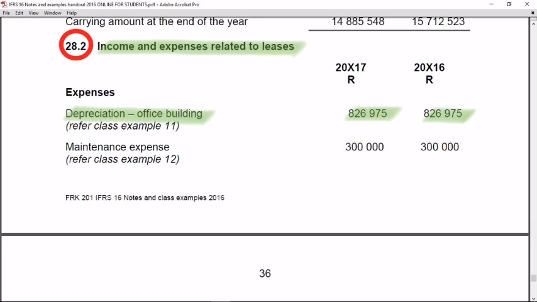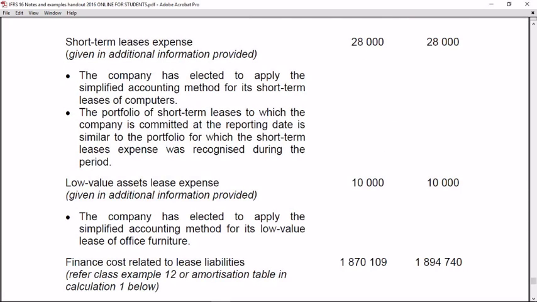Then remember on this example we had an annual lease payment that included a non-lease component for maintenance expenses. When we did the journal entries, you would have remembered that we had to recognize this maintenance expense separately through profit or loss. Therefore, it is another expense relating to this lease. This is still part of the 28.2 income and expenses relating to the lease section of the one note 28.